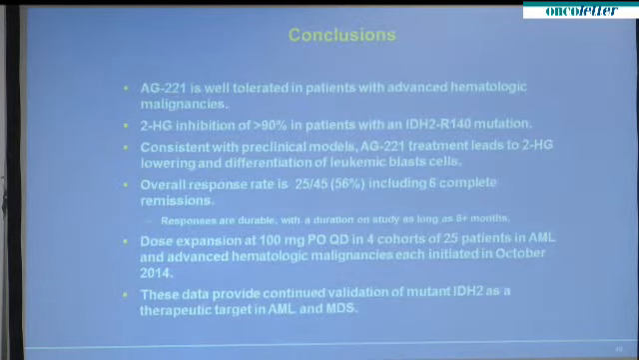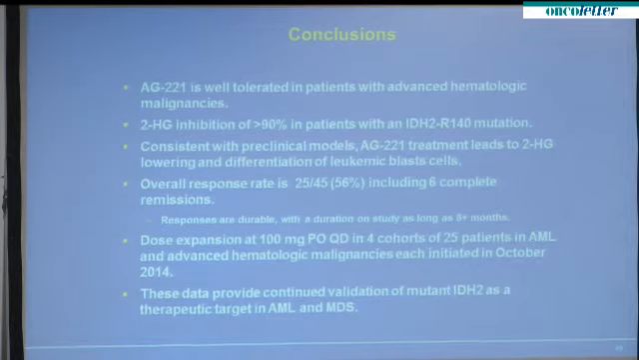So in conclusion, AG-221 is well tolerated in patients with advanced hematologic malignancies. The inhibition of beta-hydroxybutyrate is greater than 90% in patients with an IDH2 R140 mutation. Consistent with the preclinical models, we're seeing clear evidence of myeloblast differentiation and those myeloblasts turning into healthy adult neutrophils. The overall response rate is 56%, including 6 complete remissions, and the remissions appear durable to date.